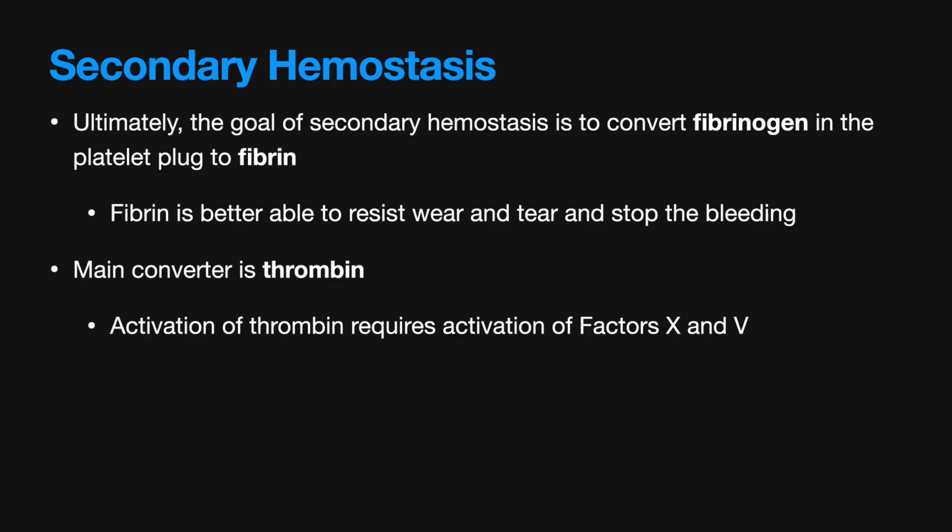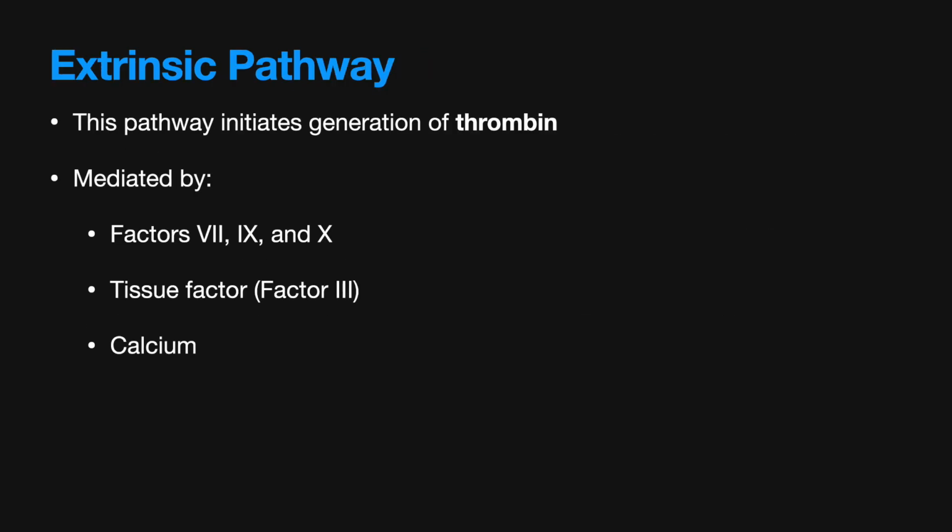The main converter between fibrinogen and fibrin is thrombin. In order to activate thrombin, we need activated factors 10 and 5. Keep an eye out for these factors while we go through each pathway. We will start with the extrinsic pathway, since it is the pathway that initiates the generation of thrombin. The extrinsic pathway is mediated by factors 7, 9, and 10, tissue factor, which is factor 3, and calcium.